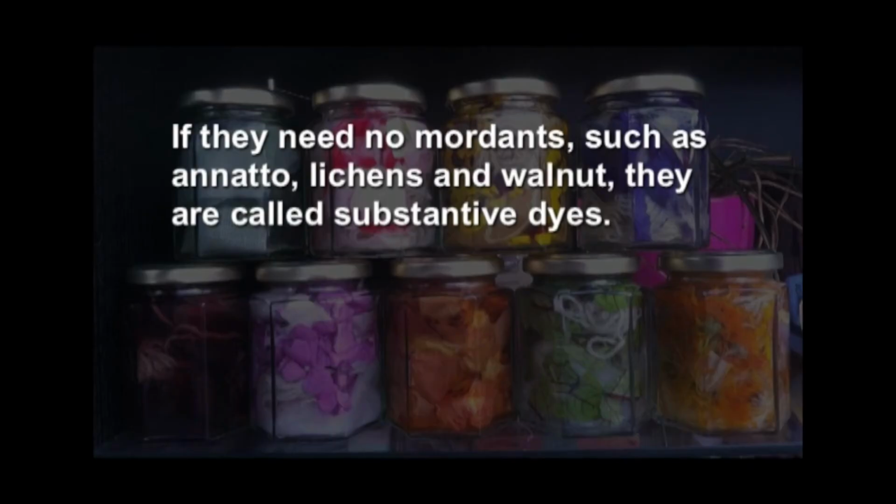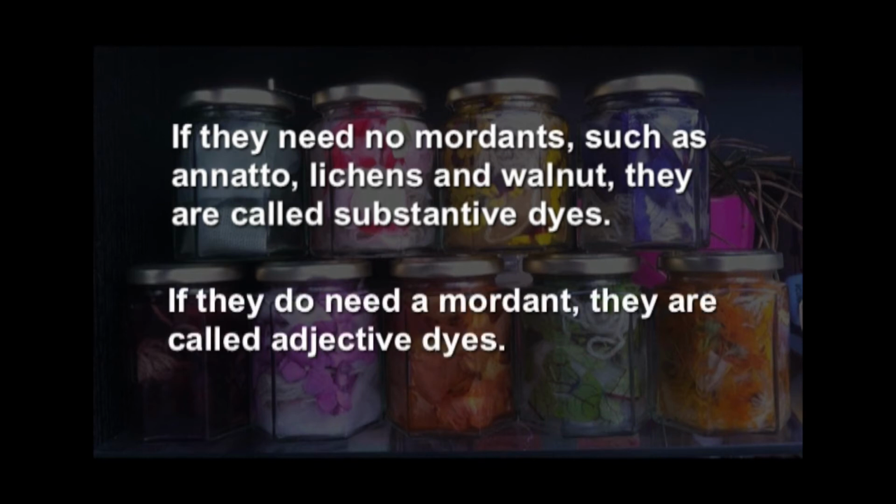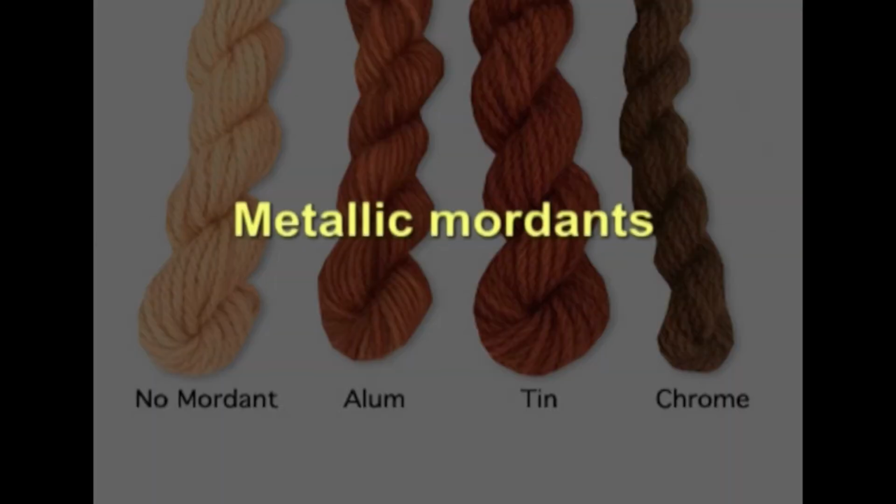Not all dyes need mordants to help them adhere to fabric. If they need no mordants, such as annatto, lichens and walnut, they are called substantive dyes. That means that they can be used without any mordant, without any problem. If they do need a mordant, they are called adjective dyes. And now let us see metallic mordants.